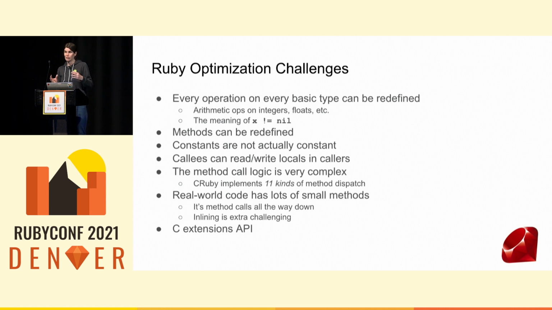So because there's a lot of small methods, there's not a lot of meat for a just-in-time compiler to optimize in there. And then there's the C extensions API that I'm going to touch on later.